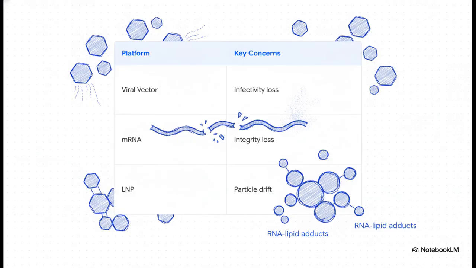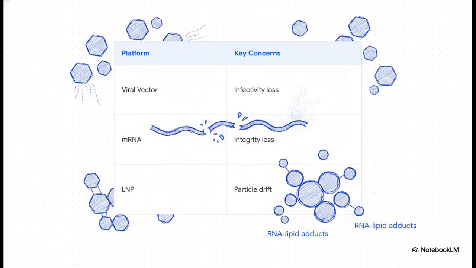I mean, really ask yourself, what good is a literal miracle therapy if it expires on the shelf or the molecule just falls apart before it ever reaches a patient in a clinic? Each platform has its own distinct vulnerabilities that we really need to understand. For viral vectors, the major stability concerns are infectivity loss and aggregation over time. With bare mRNA, you're constantly battling integrity loss and reduced potency.